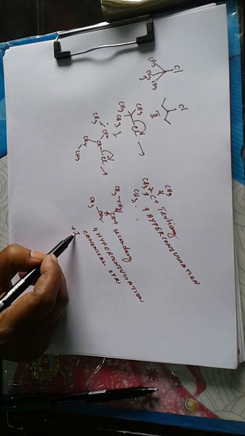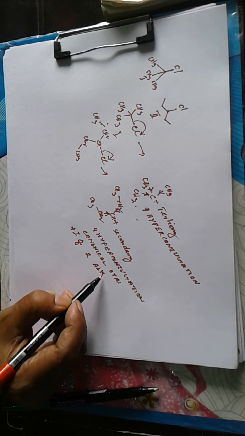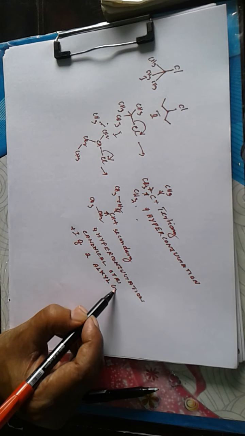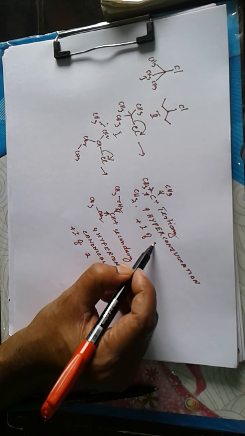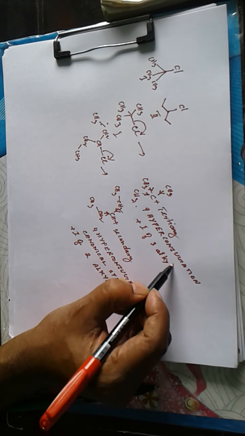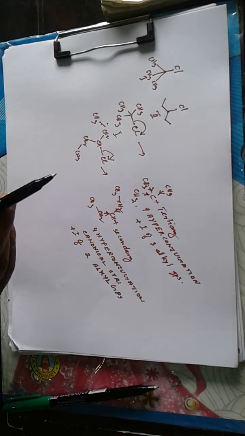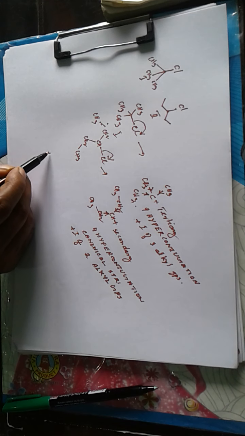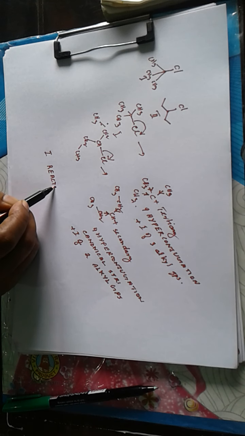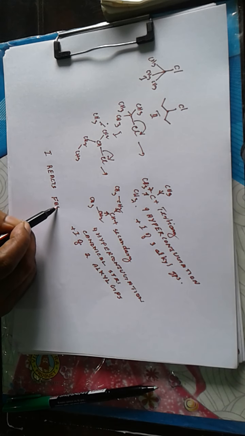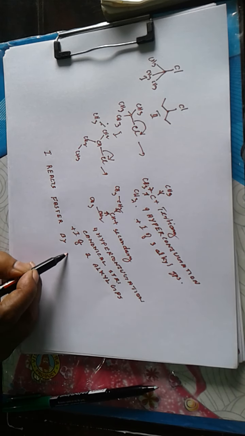So plus I effect of 2 alkyl groups. Here plus I effect of 3 alkyl groups, so that one reacts faster. So 1 reacts faster by SN1.